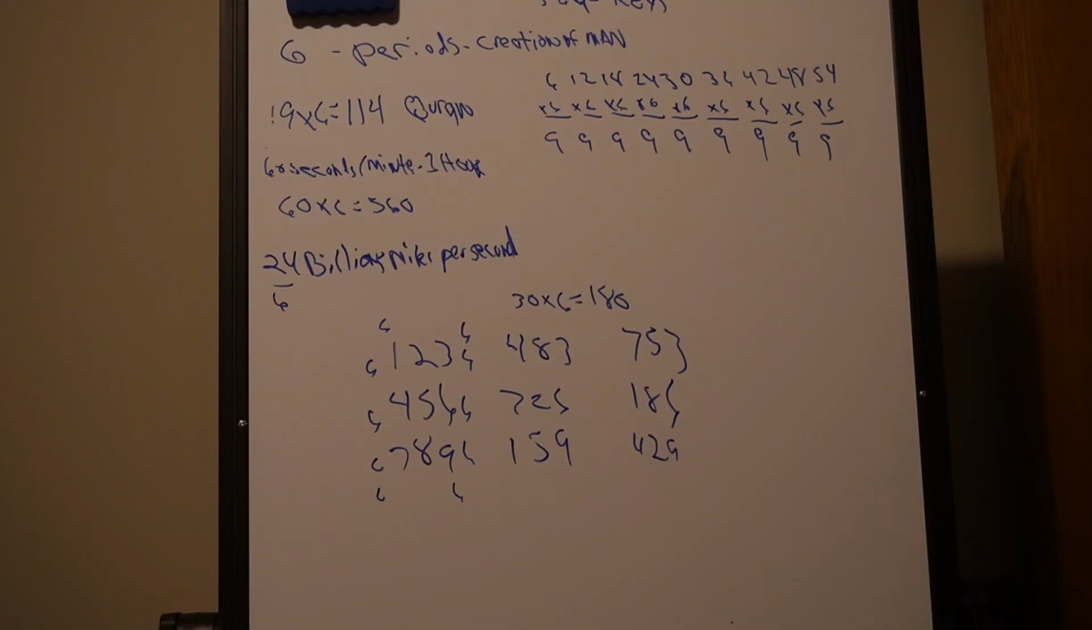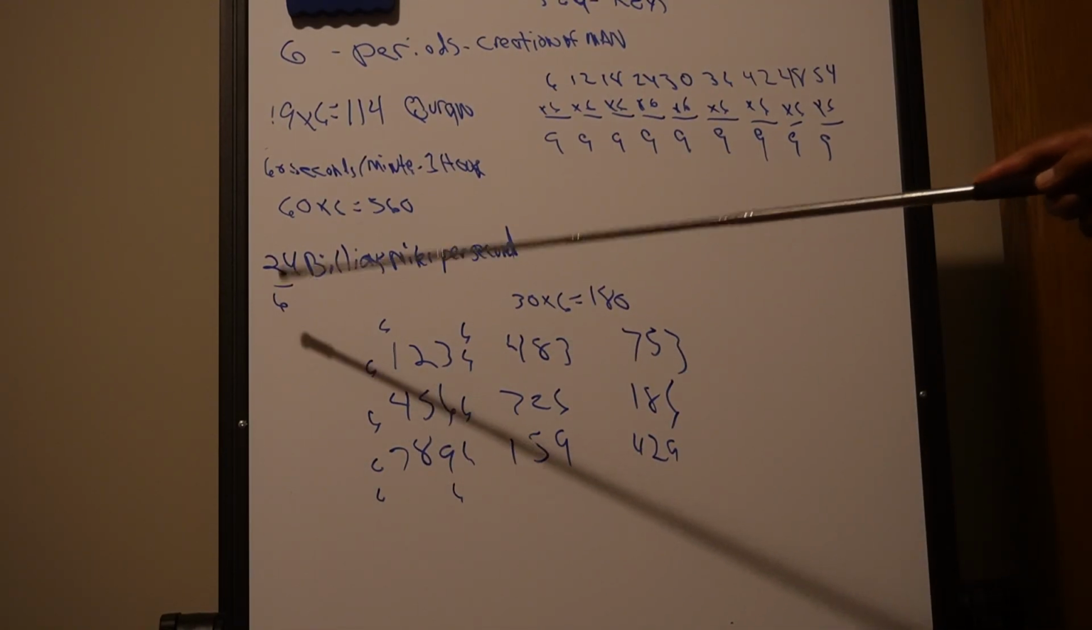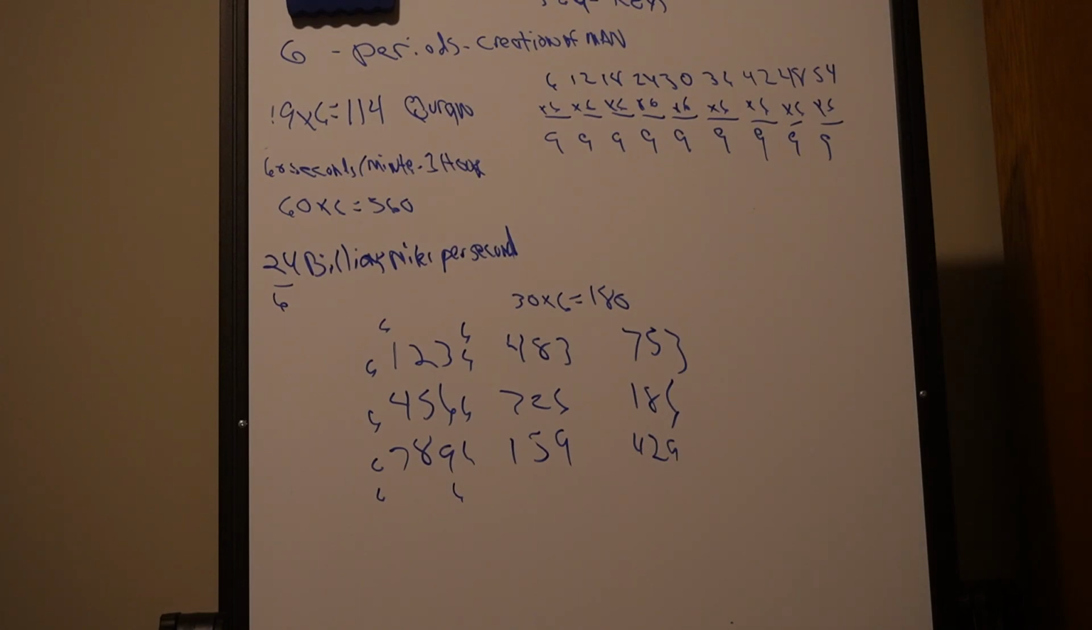19 is the number of the Son of Man, and the 6 periods. The Quran is 114 chapters, 60 seconds, 60 minutes, etc. 60 times 6 equals 360, meaning that you are complete yet incomplete. But I'm going to break that down. 6 is just a very significant number. 24 billion miles per second is the average man's thought, which again, you break that 24 down, you get 6.